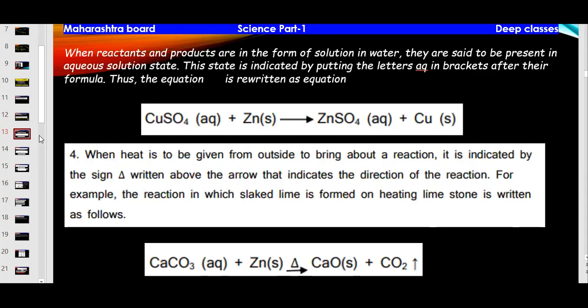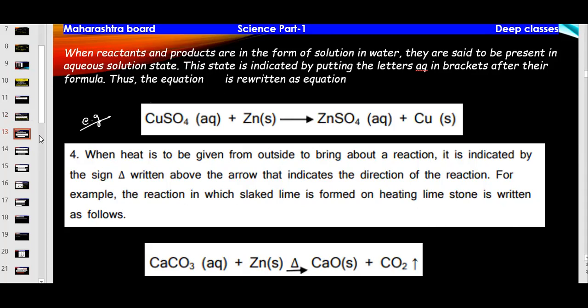Next, when reactants and products are in the form of a solution in water, they are said to be present in the aqueous solution state. Okay, instead of writing liquid L, we will write it as aq. aq means aqueous solution. This state is indicated by putting the letters aq in brackets after their formula. Thus, the equation is written like this. So here is an example shown here.